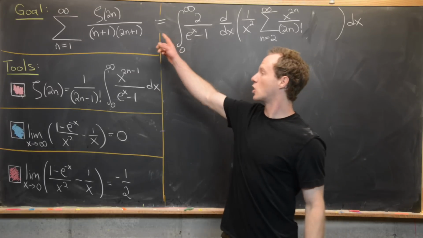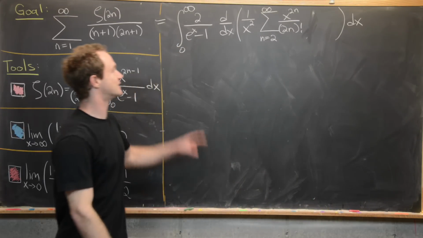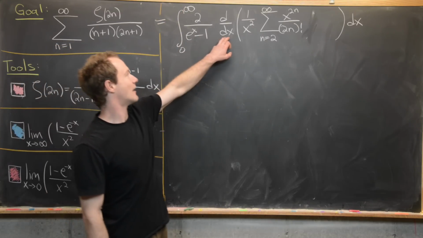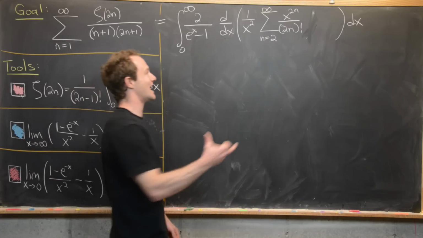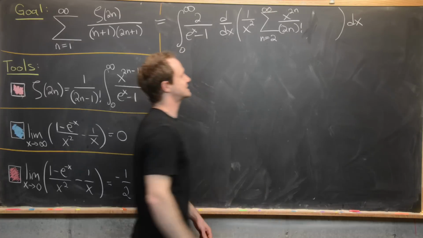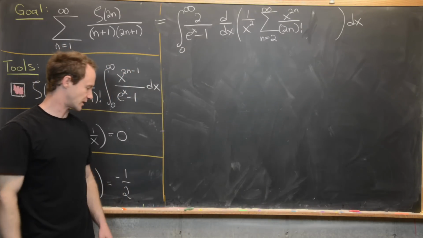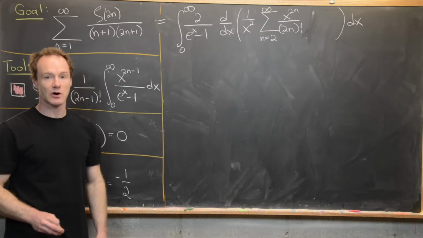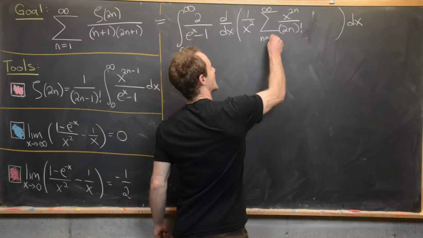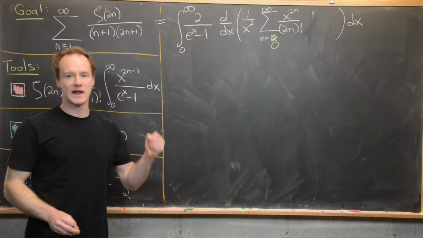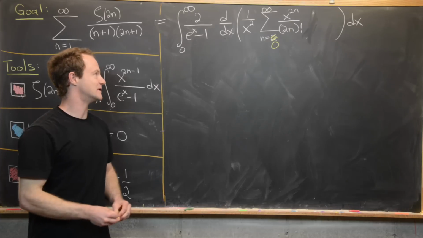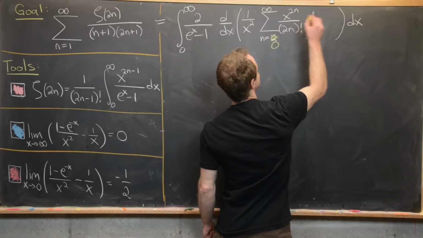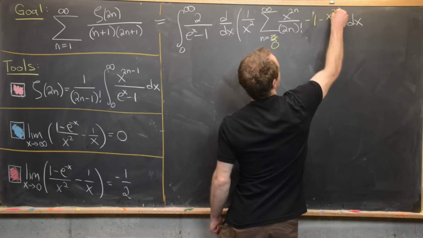So let's see where we are. We took our goal sum, and through a bunch of transformations, we got it down to the following integral. So it's the integral from 0 to infinity 2 over e to the x minus 1. Now we have the derivative of 1 over x squared times the sum n goes from 2 to infinity of x to the 2n over 2n factorial. Now what I want to do is rewrite this sum so that it starts at n equals 0 instead of n equals 2. So I can do that by adding in the n equals 1 and n equals 0 terms if I subtract them as well. So I'll add them in by changing that 2 to a 0, and then I'll subtract them by subtracting 1 and x squared over 2.